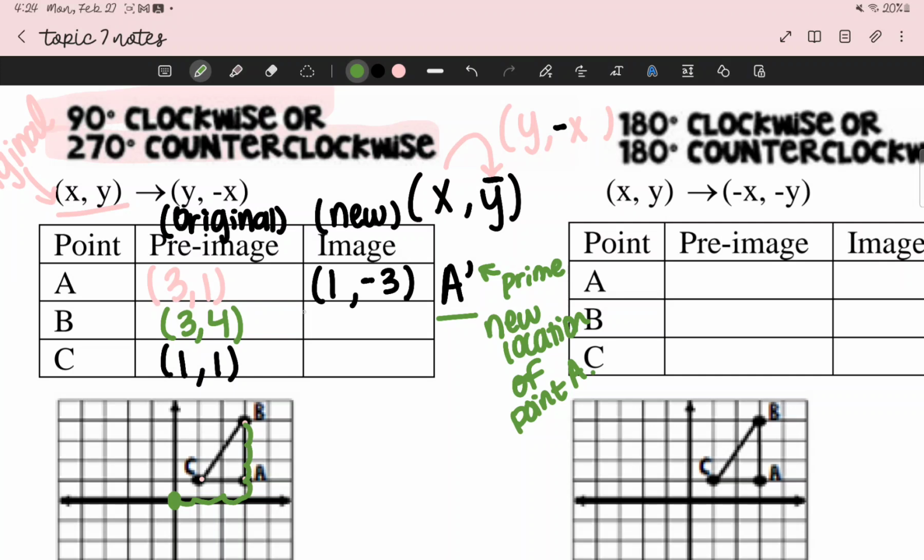So I'm going to swap the 4 and the 3. And the 3 is now going to be its opposite. Okay, again, I'm just going straight by what my rule has told me to do. And for my last one, I'm going to swap, which really doesn't look like anything, but this second number is going to be its opposite.